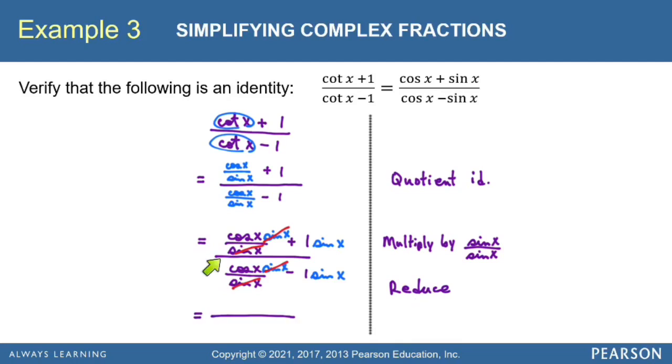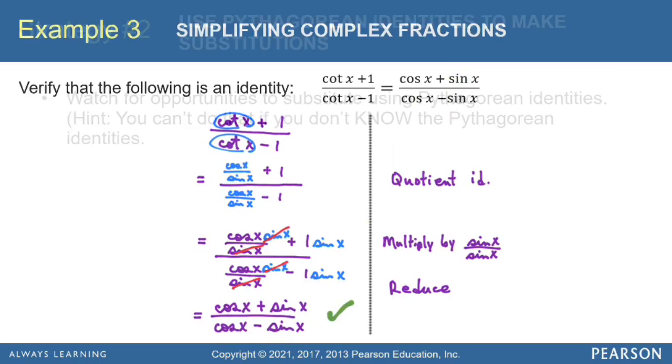Let's get our fraction bar. In the top of our simplified fraction, we'll have cosine of x, and then a plus sign, and then 1 sine of x is just sine of x. In the denominator, we'll have cosine of x, and then a minus sign, and then 1 sine of x is just sine of x there. And now if you compare what we ended up with to the expression from the right side of our equation, you can see that they match exactly, so we know we're finished.